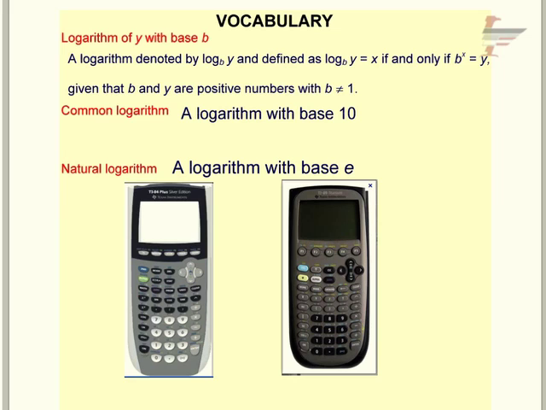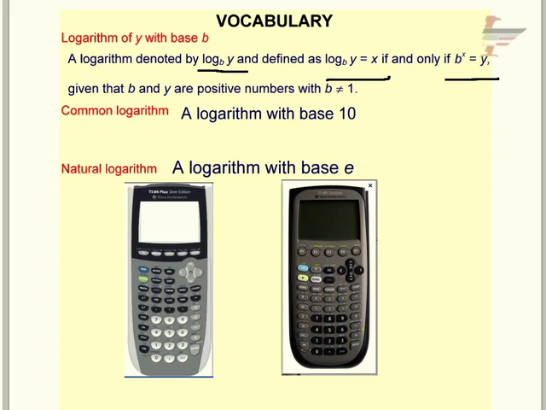So what in the world is a logarithm? A logarithm is denoted by the following notation, and you would read that log base b of y, and we define it as log base b of y equals x if and only if b to the x equals y.